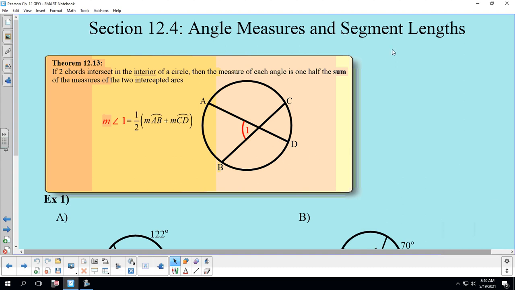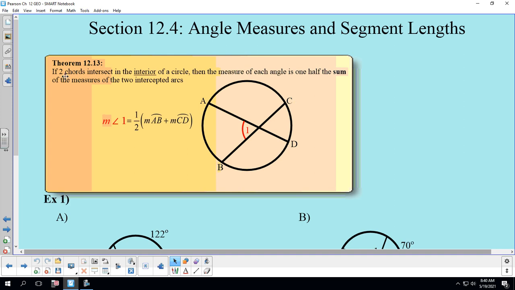All right, here it is, Chapter 12, Section 4, Angle Measures and Segment Lengths. Get ready to draw some circles, y'all. When you're drawing this on your own paper, draw a circle and a criss-cross.